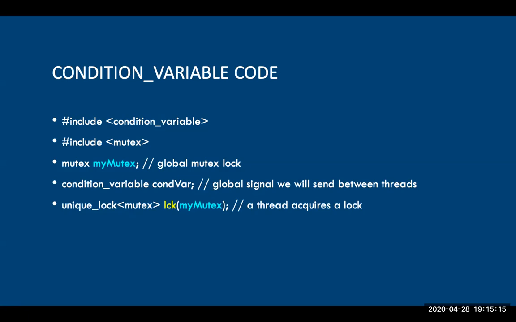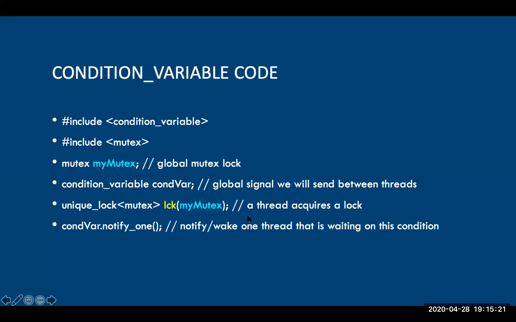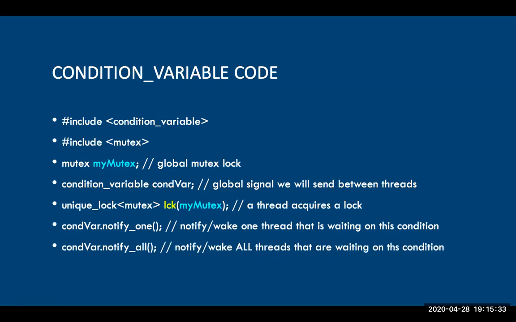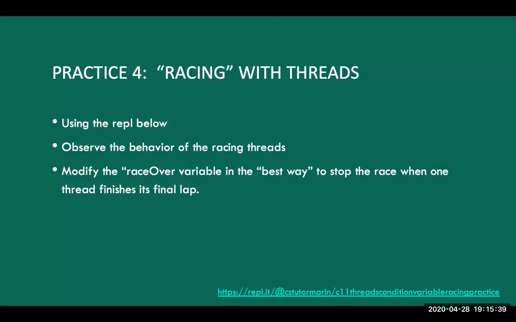And then we create our unique lock around the mutex, and I just call that lck, okay? And then I could say condition variable notify one, which would be notifying any one of the particular threads, right? Or notifying all of the threads. This is how we would go about doing that, right? So this code will pretty much demonstrate how this actually works.